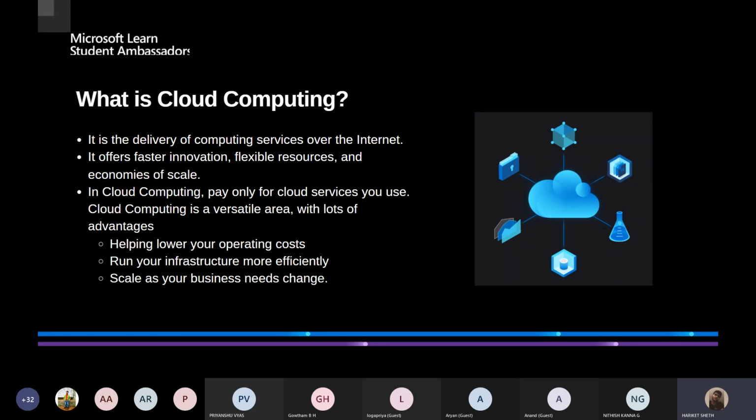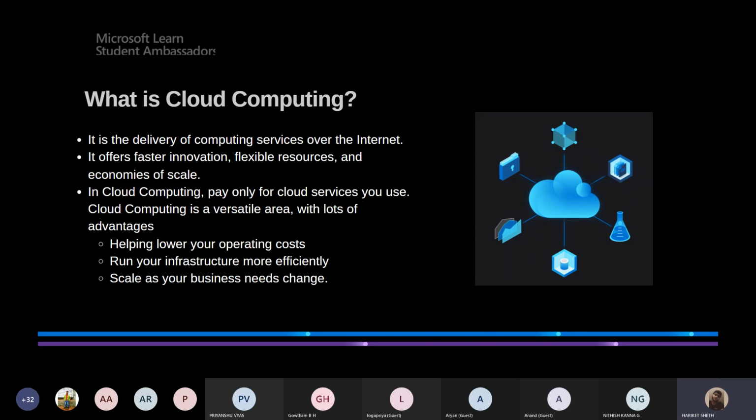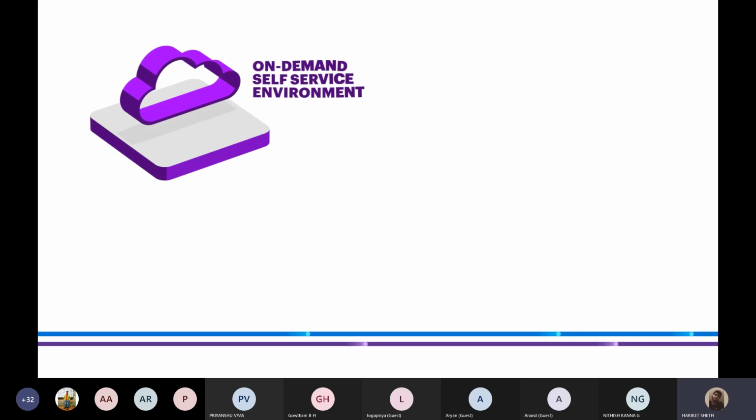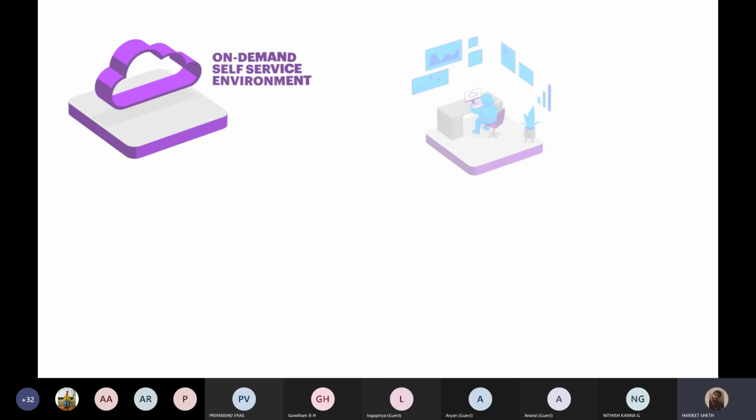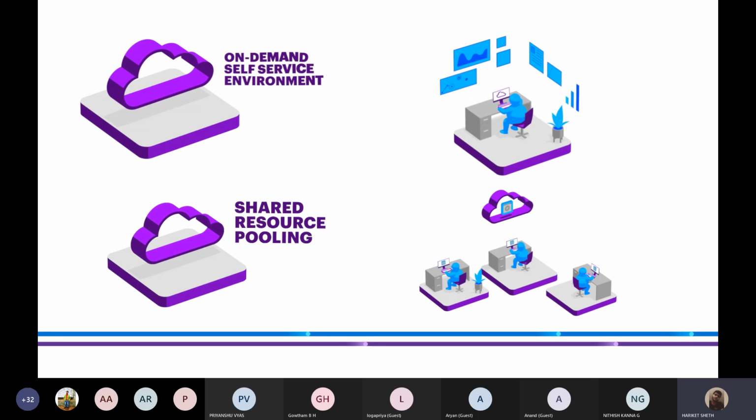And the fourth characteristic is resource pooling, let me show you that with an animation. So on-demand service we have, and shared resource pooling. Cloud is often a multi-tenancy model, so a single application is shared among multiple users. As one of you previously said about versatility, it's shared among a lot of people.